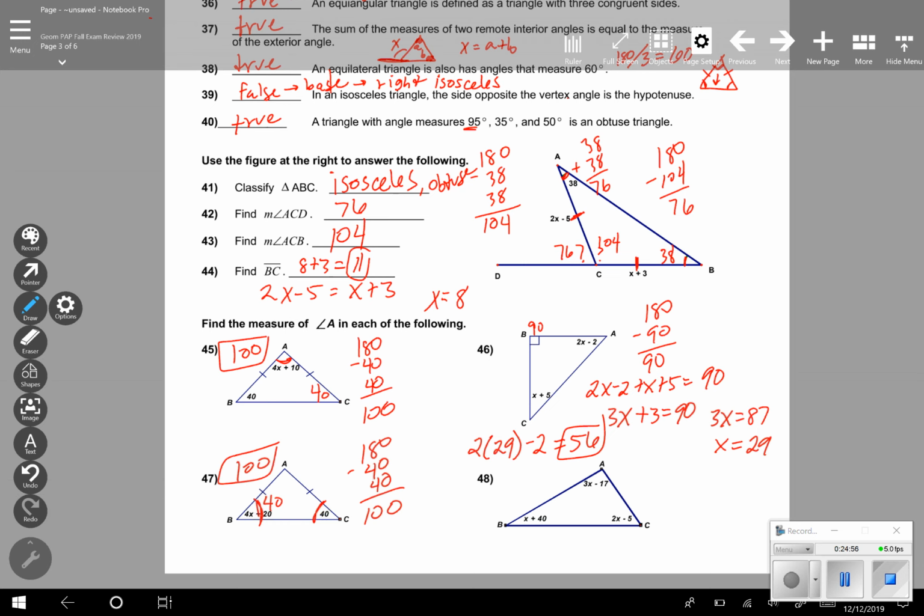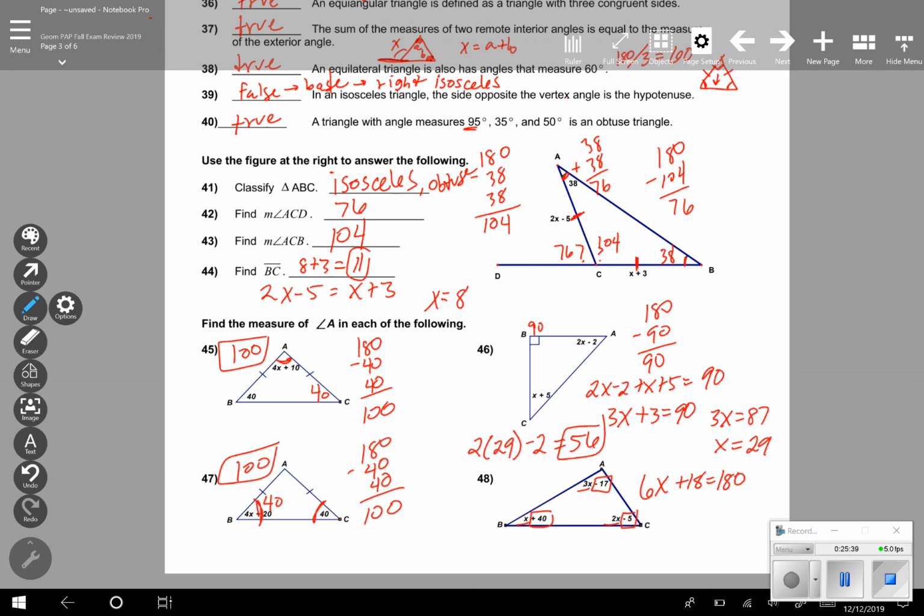Okay, last one here. Again, the three of them have to add up to 180. Okay, so I'm just going to go around here. So I have a 3x and a 2x and another x. So just add those together. 3 plus 2 is 5 plus another one. So we have 6x. Okay, and then we have a negative 17, a negative 5, and a positive 40. So just take 40 and take away 17 and take away 5, and you get 18. So we have 6x plus 18 is equal to 180.